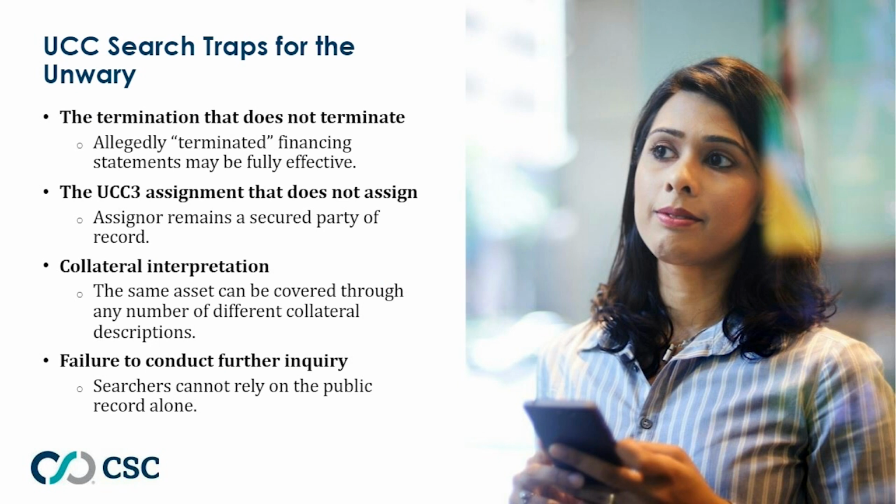So there are some possible traps with a UCC search that you want to be aware of. The first is the termination that does not terminate. Allegedly terminating UCCs may still be fully effective. Second, the UCC3 assignment that does not assign. So the assignor remains a secured party of record. Third is collateral interpretation. The same asset could be covered through any number of different collateral descriptions, so that's important to be aware of. And then lastly, failure to conduct further inquiry. Searchers cannot rely on the public record alone, so it may require some extra due diligence on the searcher's part.